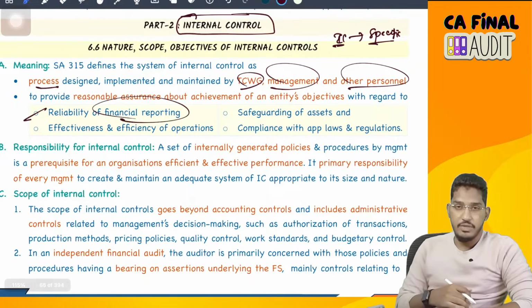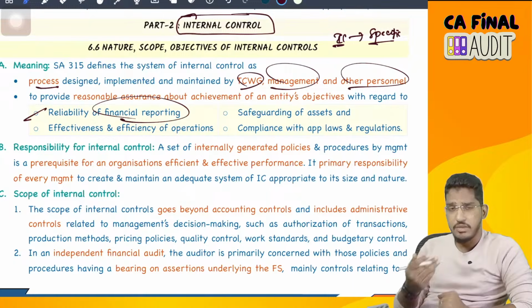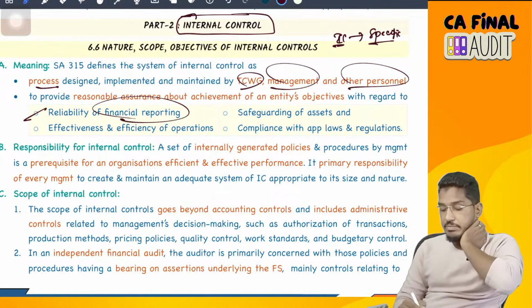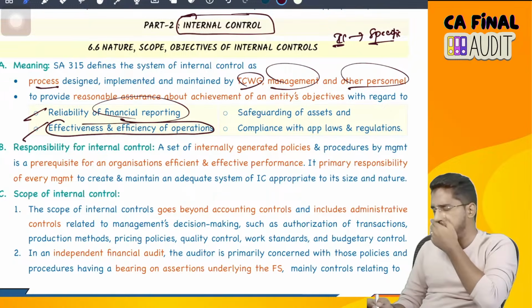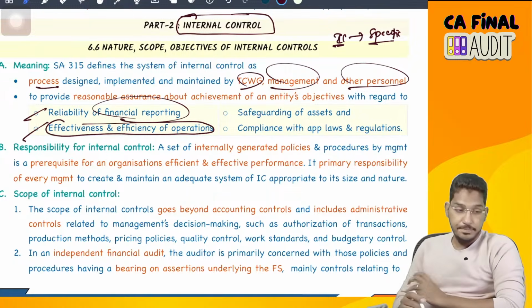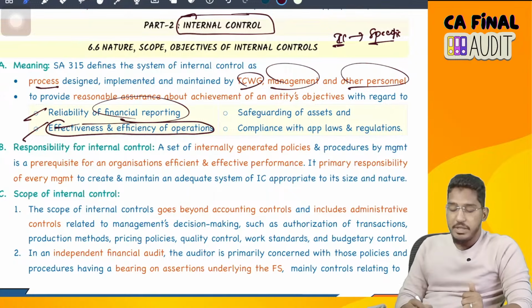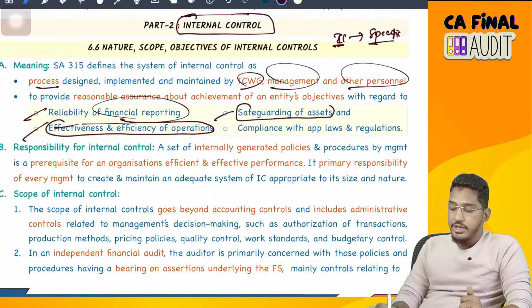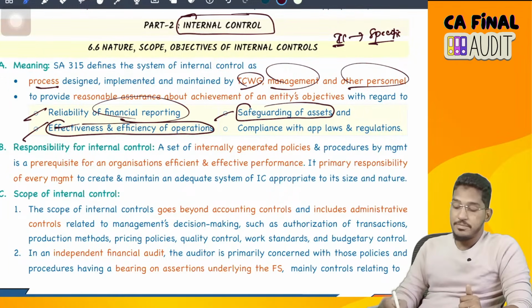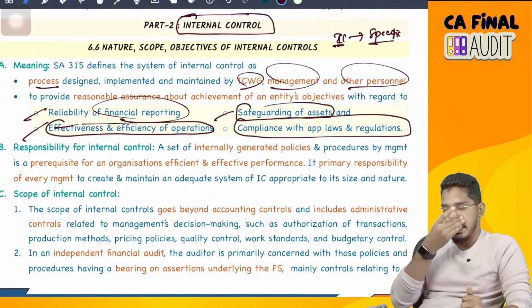Number 1, reliability of financial reporting. So some internal controls will work with the objective of making the financial statements more reliable. Some internal controls will work with the objective of making the client's operations more efficient, more effective. Some internal controls will work with the objective of safeguarding the assets, protecting the assets. Some internal controls will work with the objective of ensuring the compliances with the laws and regulations.